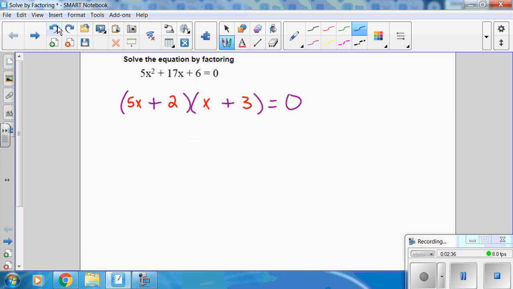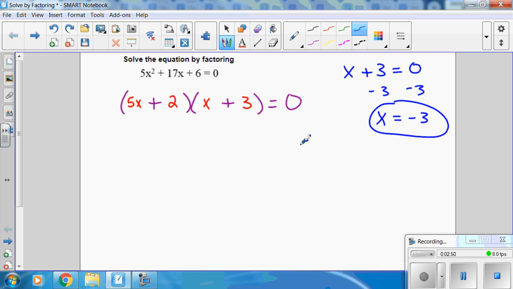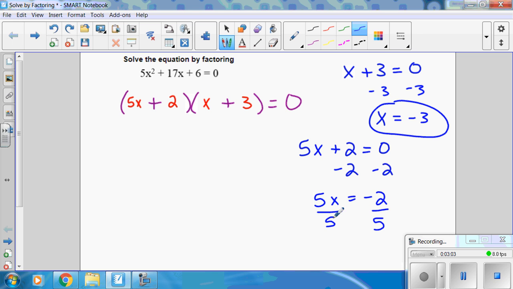So now we just take each factor, each expression here, and set it equal to 0. So we set this equal to 0 and solve. Well, minus 3. So x equals negative 3. That's one solution. The other solution is going to come from the 5x plus 2. Set that equal to 0. Minus 2. 5x equals 0 minus 2, which is negative 2. And then we divide by 5. So they cancel out. x equals negative 2/5. So your answers: x equals negative 3. x equals negative 2/5.